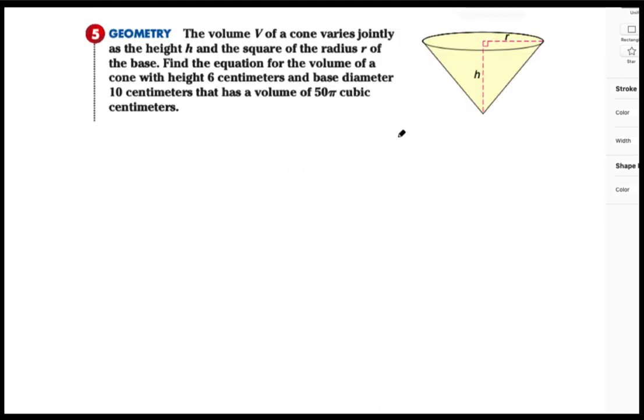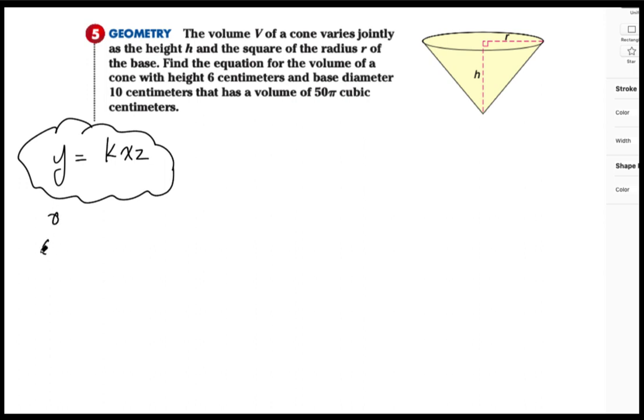Okay, so example 5 is our final example, and we've got a little geometry problem. It says that the volume of a cone varies jointly as the height h and the square of the radius r of the base. So when we know things vary jointly, let's go back and remember what that is. We had two variables that y was varying with. Here we have y varies jointly with x and z. So this situation is what we should have in our mind. Let's see how we can apply that to the problem at hand.